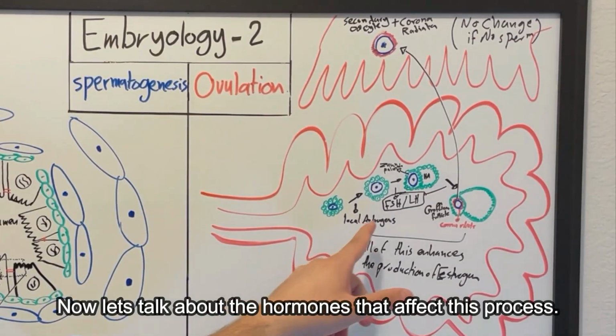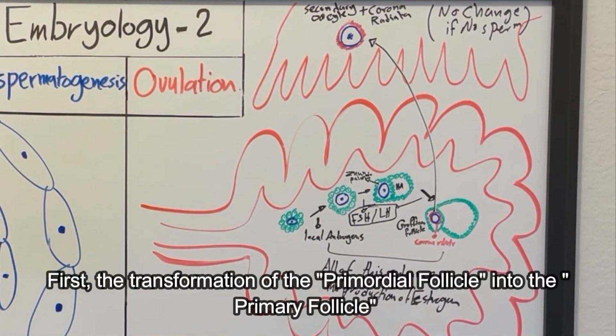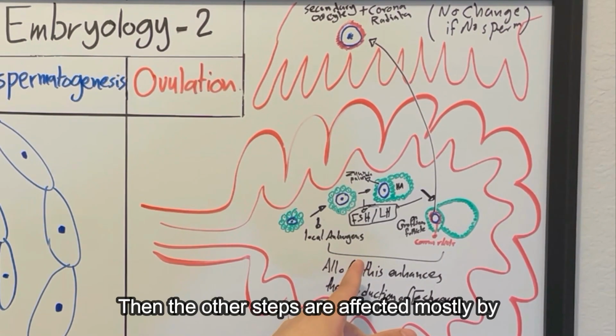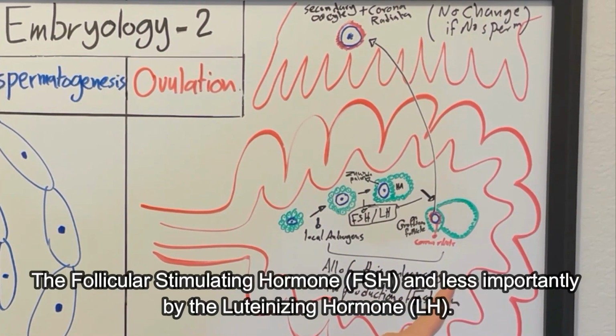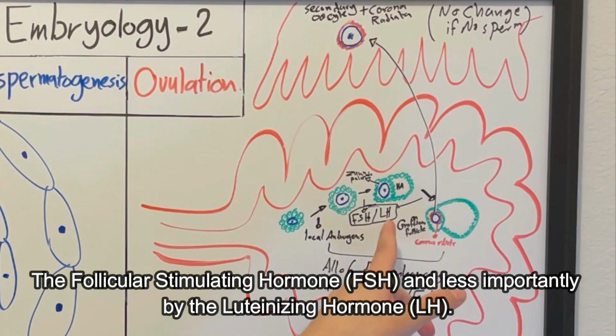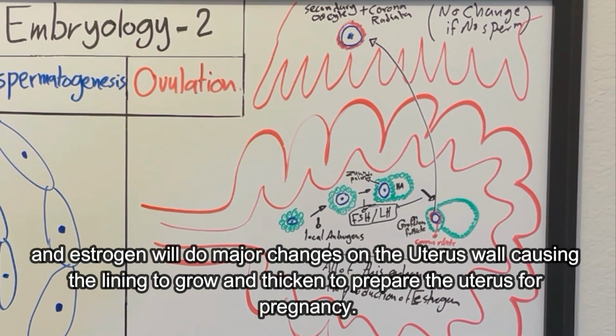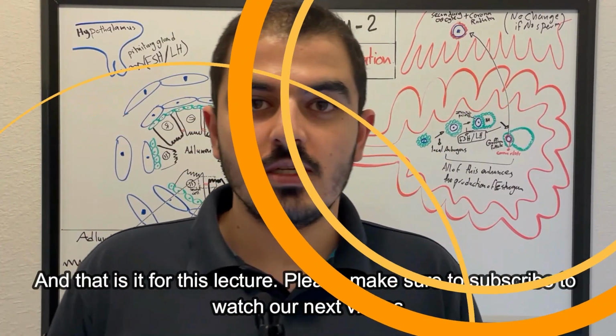Now let's talk about the hormones that affect this process. First, the transformation of the primordial follicle into a primary follicle is affected, as we said, by local androgen. Then the other steps are affected mostly by follicle stimulating hormone, and less importantly by the luteinizing hormone. During these steps, estrogen is produced, and estrogen will do major changes in the uterus wall, causing the lining to grow and thicken to prepare the uterus for pregnancy. And that's it for this lecture.